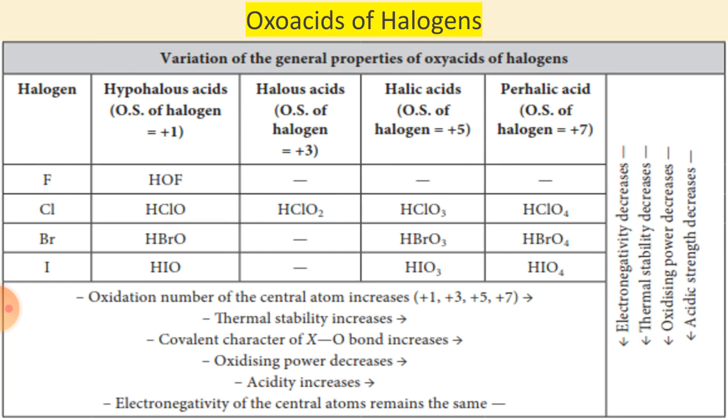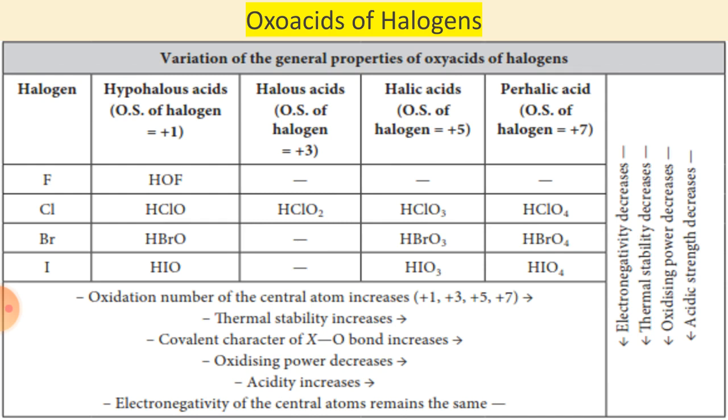Then about the covalent character, the covalent character of the X-O bond increases. So this is again due to Fajan's rules. You can understand that the more the charge, the more will be the polarizing power and the more will be the covalent character. But oxidizing power decreases. This is due to stability of HClO4 more than HClO3, more than HClO2, more than HClO. So here the most oxidizing oxy acid is HClO. It is unstable and liberates nascent oxygen.